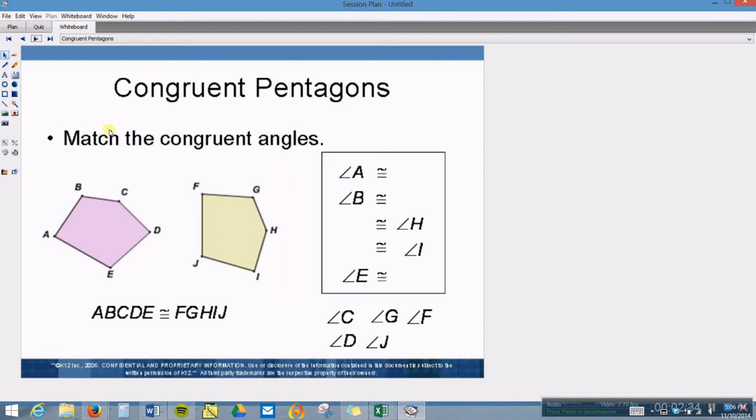So when you have congruent polygons, you also have congruent angles. Angle A is congruent to angle F. Angle B is congruent to angle G. Angle H is congruent to angle C. Angle I is congruent to angle D. And angle E is congruent to angle J. All I did is go around and around. Well, I really only went around once.